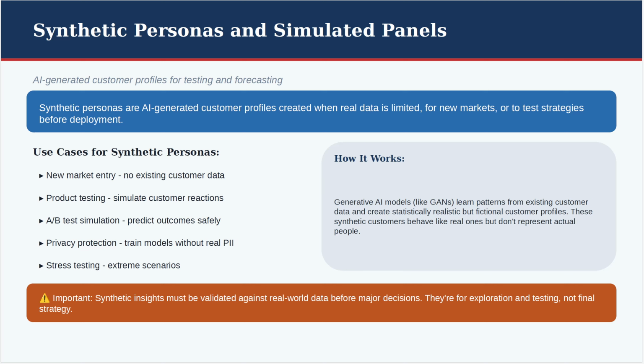For instance, launching in a new country, no customer data yet, synthetic personas based on market research and similar markets. Then product testing. Before launching, it simulates how different personas might react. It is cheaper than real world testing. A/B testing, it predicts which version wins before running the actual test. It saves a lot of time.